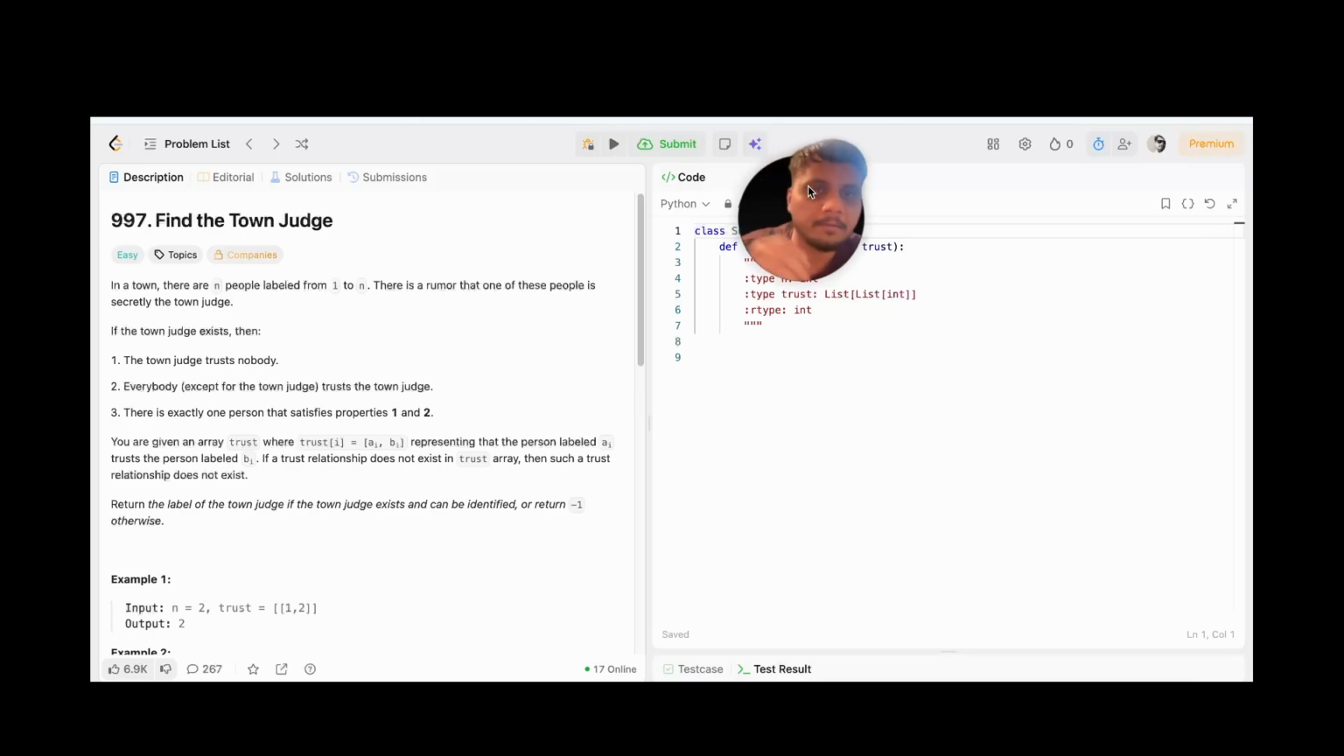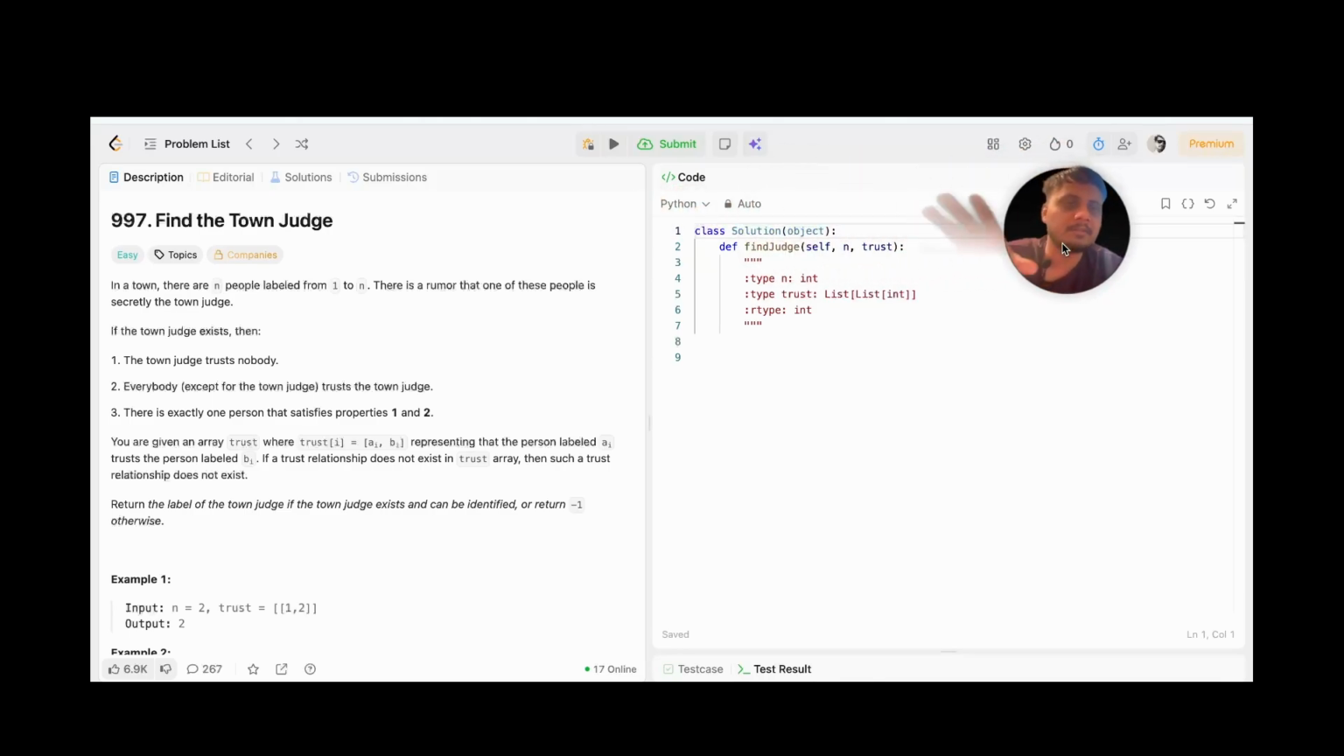So this problem which we will be solving today in this video is Find the Town Judge. This problem is an easy one and it's the next problem in this graph series. Let's read the problem statement without wasting any time. In a town there are n people labeled from 1 to n. There is a rumor that one of those people is secretly the town judge.